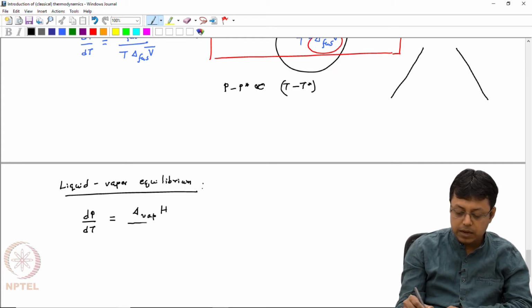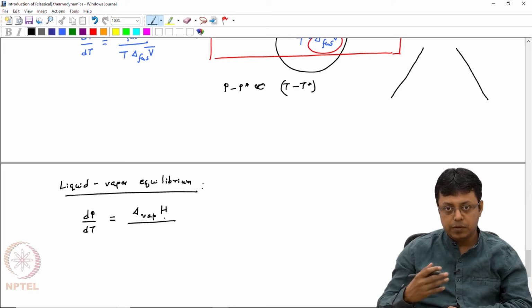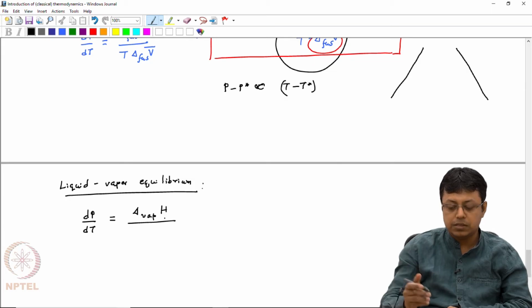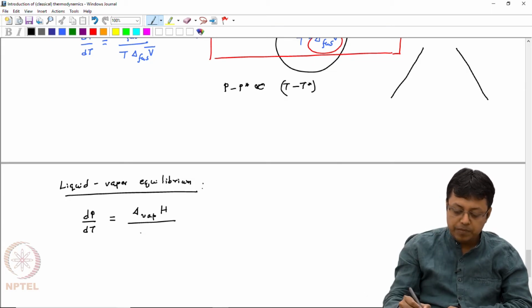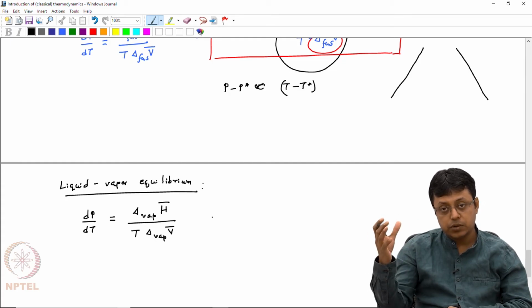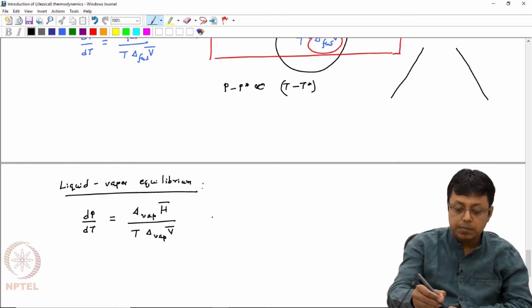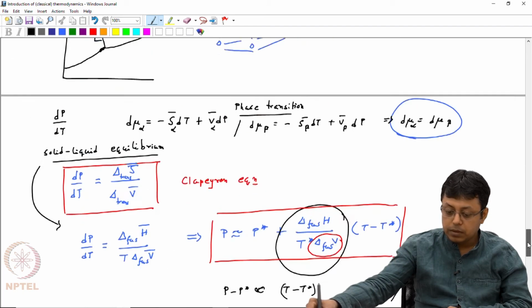And again we can say that the change in entropy at constant pressure is nothing but dq reversible by T, and at constant pressure dq is nothing but dH. So we can write it, of course, for a reversible process, and we are considering an equilibrium and assuming reversibility. So divided by T into delta vaporization of molar volume. Eventually you can now use PV equal to the ideal gas equation for one phase, which is the vapor phase.